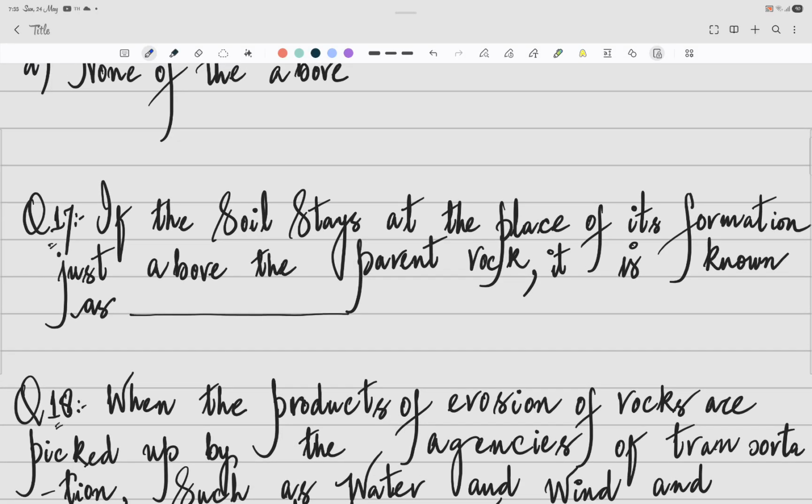Question number 17 says, if the soil stays at the place of its formation just above the parent rock, it is known as residual soil.